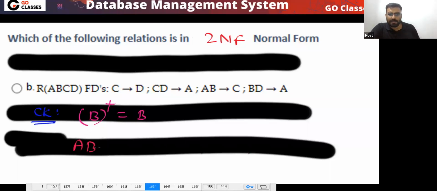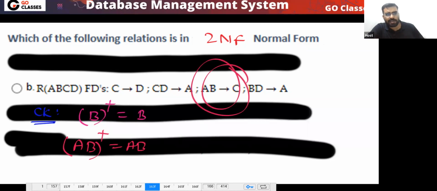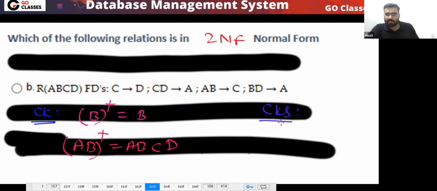Let's check AB plus. AB plus can determine AB. AB can also determine C, and C can determine D. So AB is a candidate key. So I can say AB is a candidate key. What else? Now you can notice. What else?